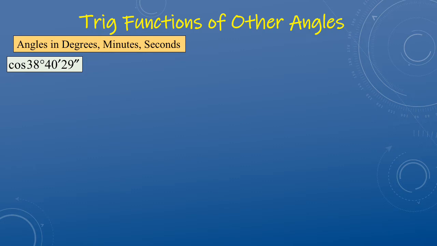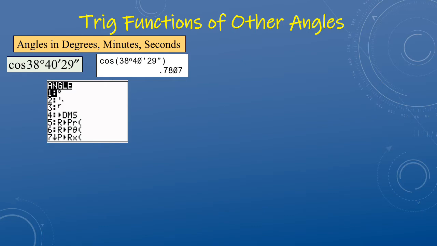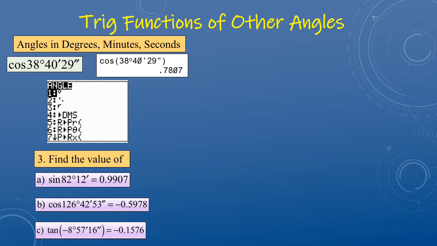Sometimes you are asked to find trig functions of angles in degrees, minutes, seconds. For instance, cosine of 38 degrees 40 minutes, and 29 seconds. You need to use the second angle menu to input degrees and minutes. So you type in cosine 38 second angle 1, 40 second angle 2, and to get seconds, you use alpha plus, and you should get 0.7807.